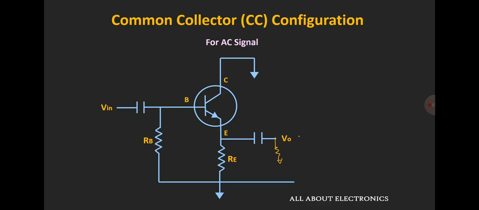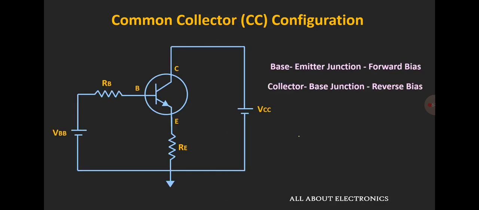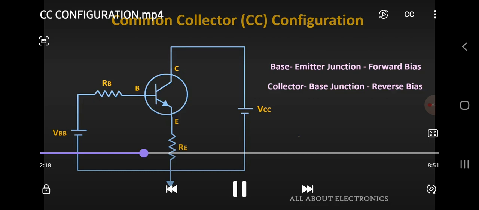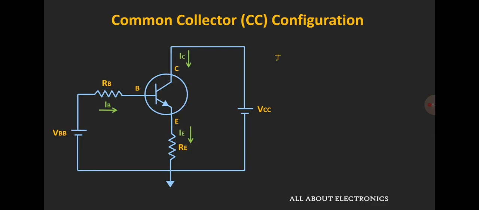But for simplicity, if we neglect this base resistor and the coupling capacitors, then the equivalent circuit for the AC signal would look like this. But for the DC perspective, this is how the biasing voltages are applied. So now if we see the direction of the currents, then the direction of the currents in the circuit would look like this. So here this base current is the current on the input side, while this emitter current is the current on the output side.